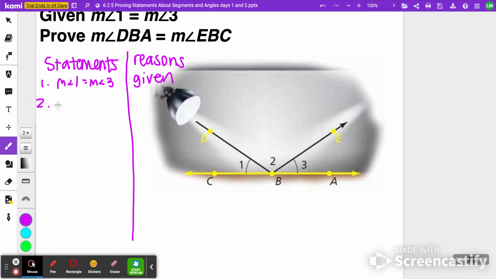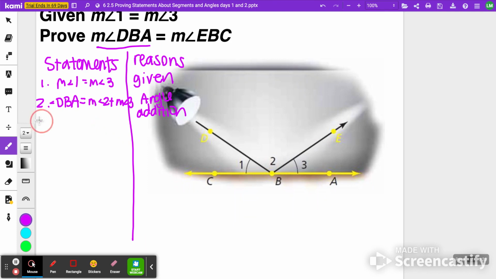Number 2, to start proving DBA, we're going to just start with what do we know about DBA. So the measure of angle DBA is equal to angle 2 and angle 3. Measure of angle 2 plus measure angle 3. This is the angle addition.